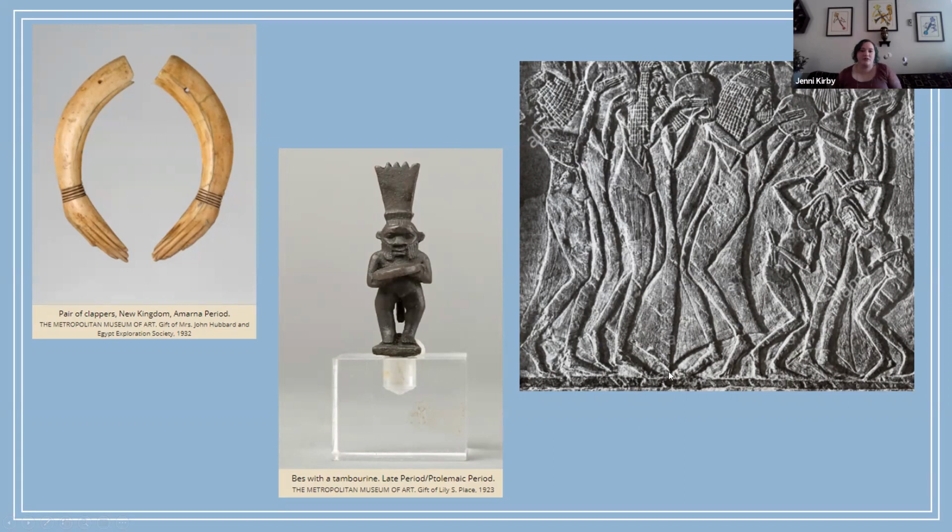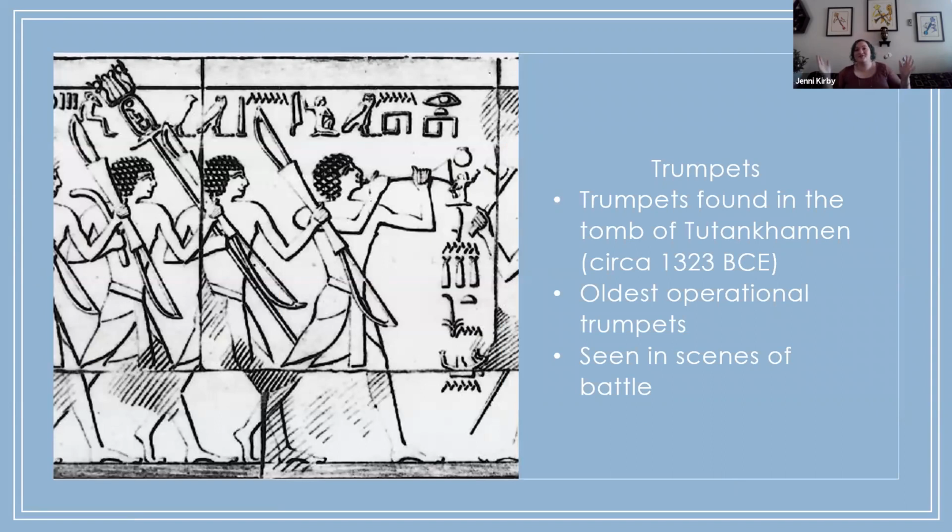So trumpets. Wind instruments, right? Really exciting find was that trumpets were found in the tomb of Tutankhamun. Everybody knows the tomb of Tutankhamun. So this is around 1323 BCE. They are the oldest operational trumpets that have been found, and usually they're depicted in scenes of battle.